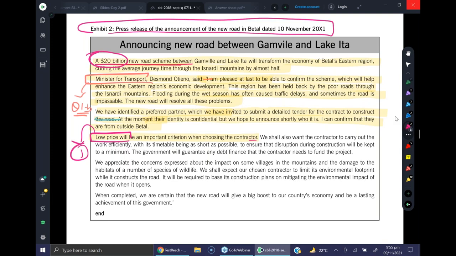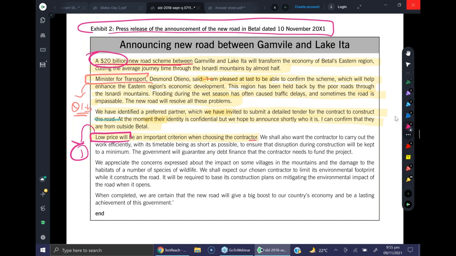So low price is generally the criteria the minister has, and we have to talk about it, that this criteria might be difficult for us. And do you understand why? Because the cost can go really high, and we will be struggling with meeting it. We might have to meet it, but we will be struggling with it. So that's the difficulty, that's the challenge.